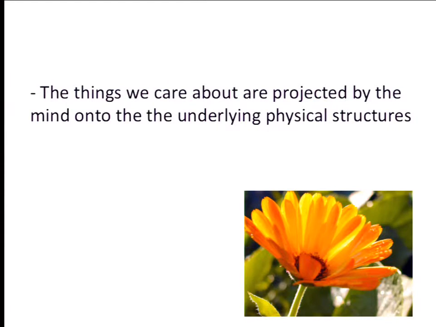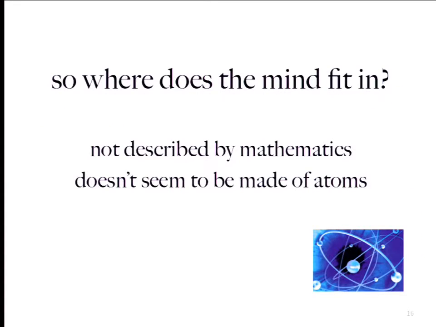Well, that's already a little bit distressing, but at this point, the really hard question is, where does the mind itself fit in? The mind itself doesn't seem to be capable of being described mathematically. The mind itself doesn't seem to be capable of being brought under basic physical laws. So you can say that the color of the flower is a projection by the mind onto the atomic reality. That makes sense. But you can hardly say that the mind itself is a projection of the mind, if you see what I mean. That doesn't make any sense at all. The mind itself is not a projection of anything. So how can that be? Either physics is incomplete, or else we have a really hard problem of trying to understand where the mind fits in to the physical world.